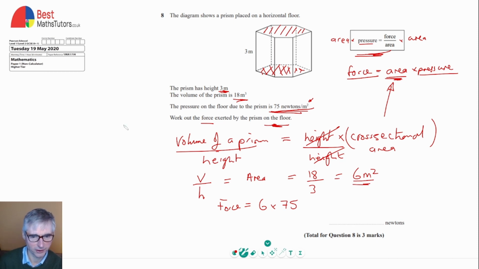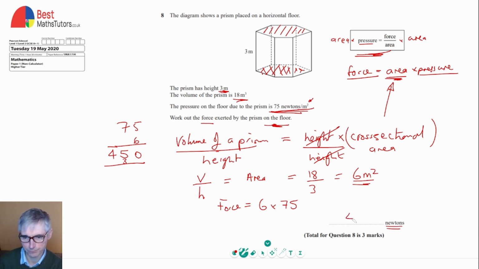So I'll do this over here. So we'll go 75 times 6 because we're on the non-calculator paper, so we've got to do it this way. So 6 5s is 30, so carry the 3. 6 7s is 42, plus the 3 is 45. So there we go. We've actually got 450, and this is actually measured in newtons.